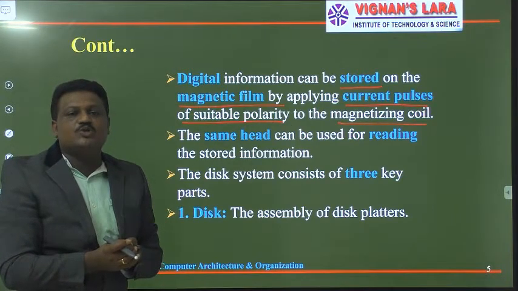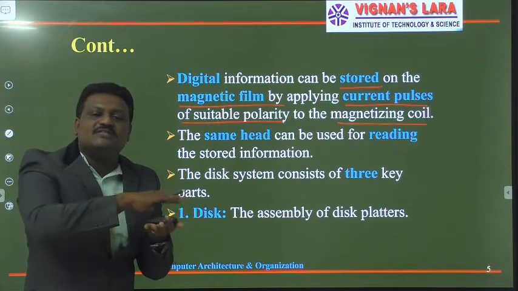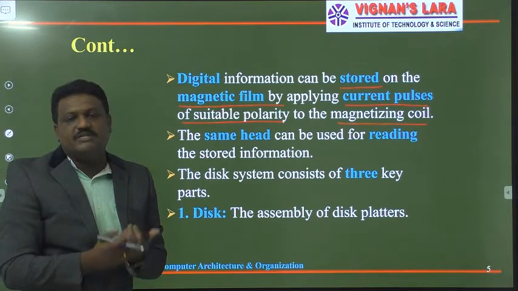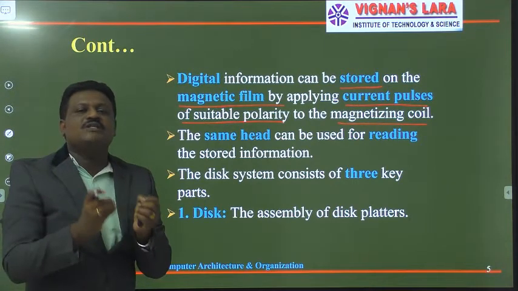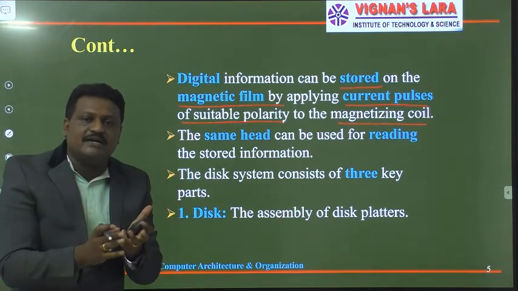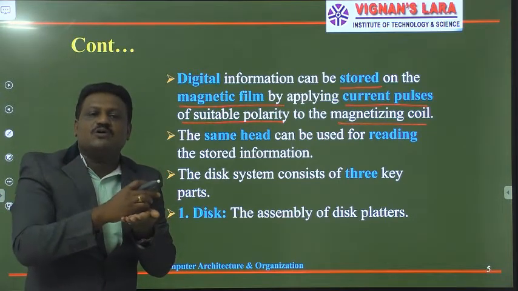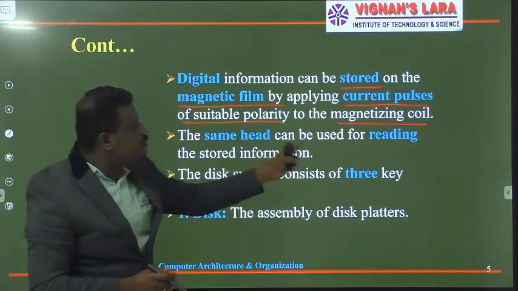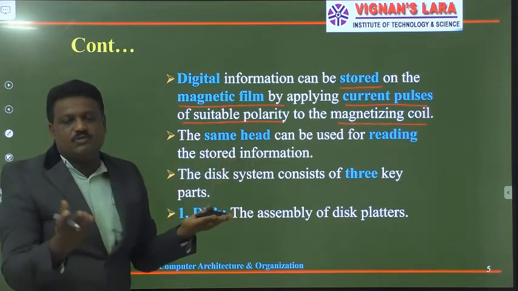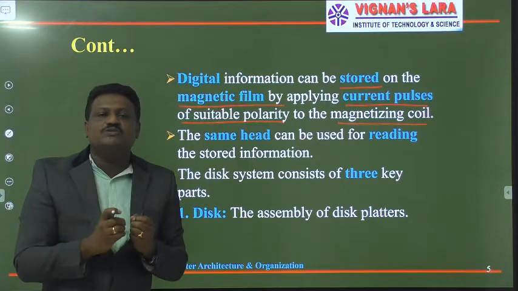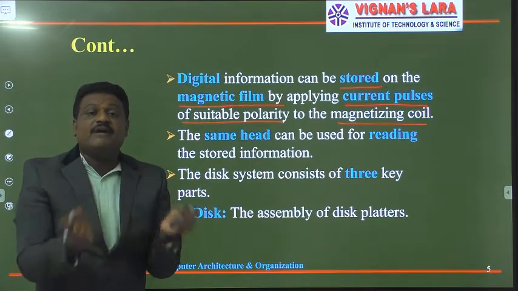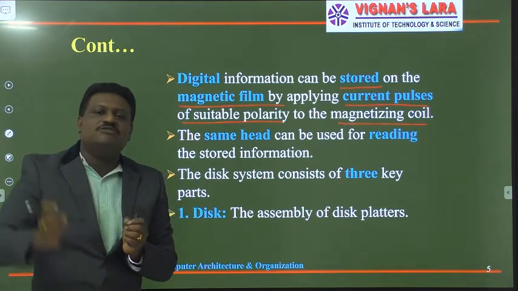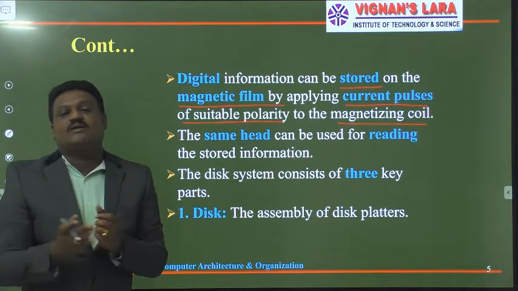That means, whatever information you want to copy on the surface of your disk, we have to apply current pulses to the magnetizing coil. That means your head itself. So based on the current pulses we are sending through the magnetizing coil, automatically the information is stored on the surface of your disk itself. So that's the meaning of that. The same head can be used for reading the stored information. That's what I am saying. Whatever head we are using to do a write operation, if the same head is used to read already stored information from the surface of a disk, no doubt such a head is called a read/write head.